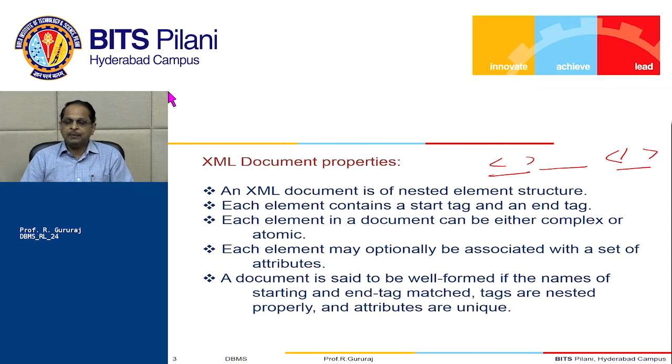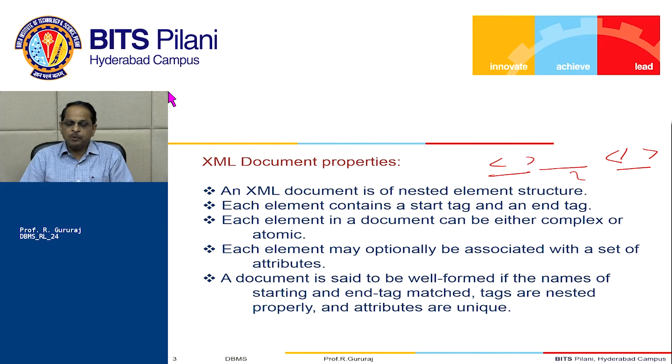Each element in a document can be either complex or atomic. And if one element contains another element, nested elements, then that element is known as a complex element. Otherwise, if an element just contains the content or the text, then it is known as a simple atomic element. Each element may optionally be associated with a set of attributes, and along with the element name you can also specify certain attributes which are unique to those elements.